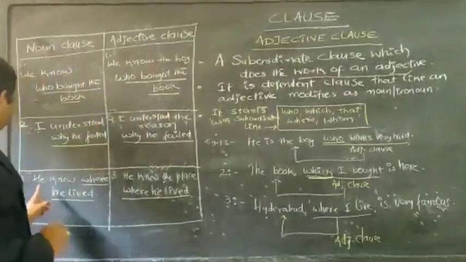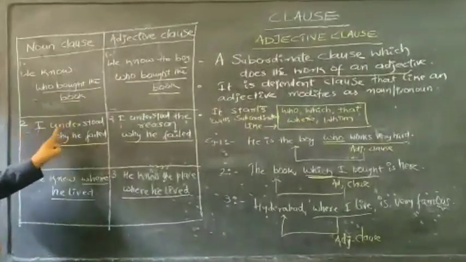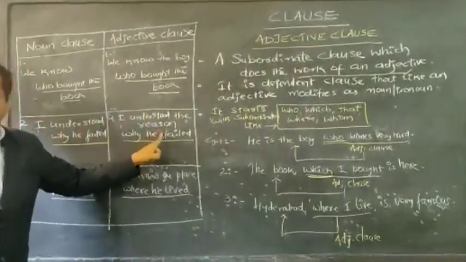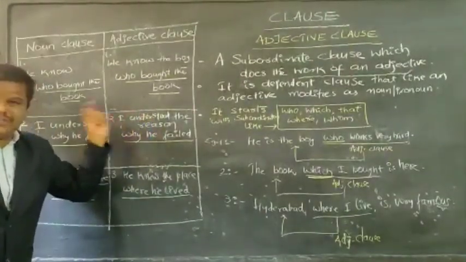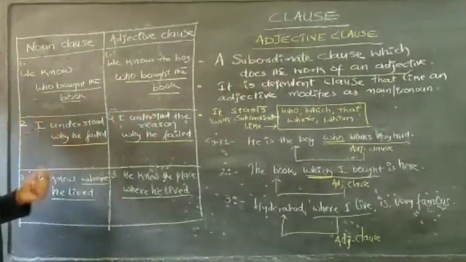That is the difference. And the last one, see all of you students, once again: I understood why he failed. I understood the reason why he failed. So this part is what? Adjective class followed with an antecedent, where we don't have the antecedent in the noun class.